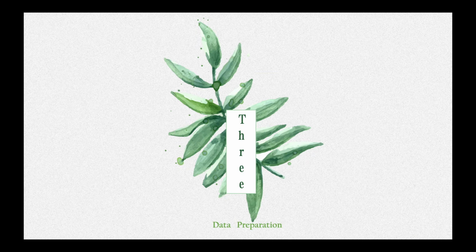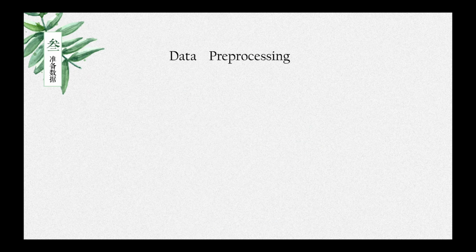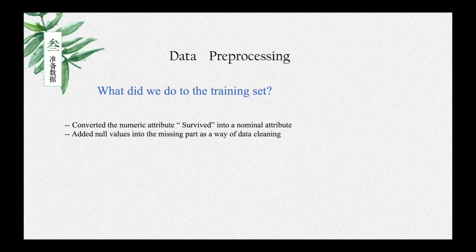Before the modeling process, we need to carry out the data preprocessing on the training set. So what did we do to the training set? There are mainly 2 things. First, we did some changes on the survived column. We converted this numeric attribute into a nominal attribute. After doing this, we can apply more classifiers on the training set. We will change it back after the results come out. Secondly, we filled in the missing places in the table with the blank values as a way of data cleaning.